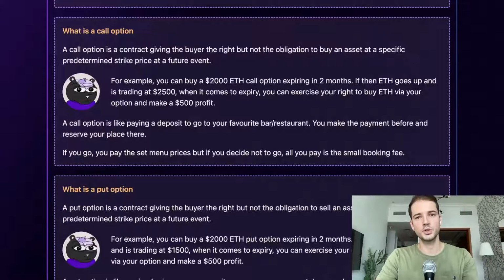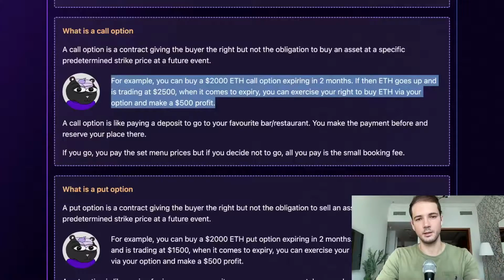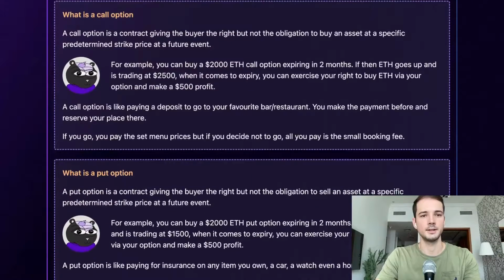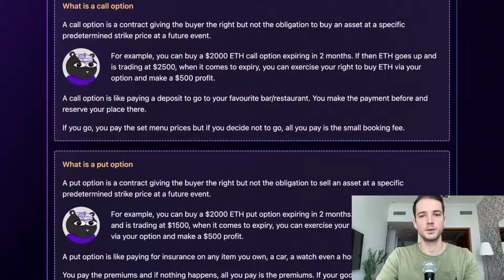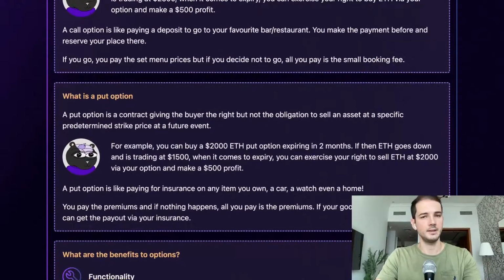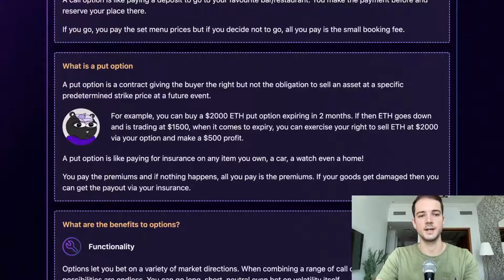When it comes to a call option, you basically buy an asset. So for example, you can buy, let's say, a 2000 ETH call option expiring in 2 months. If the ETH price goes up and is trading at, let's say, $2,500 at expiry, you can exercise your right to buy your ETH via the option and make a profit of $500. What it enables is some sort of leverage, and the only thing you have to pay is a certain fee or a premium associated with it. And it's the same concept for a put option, but just vice versa.